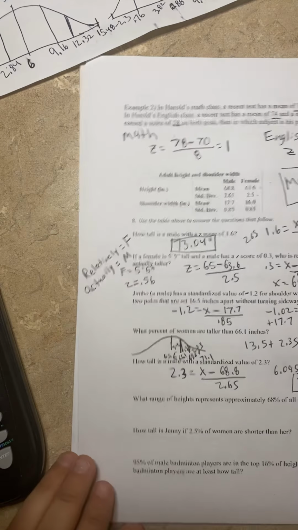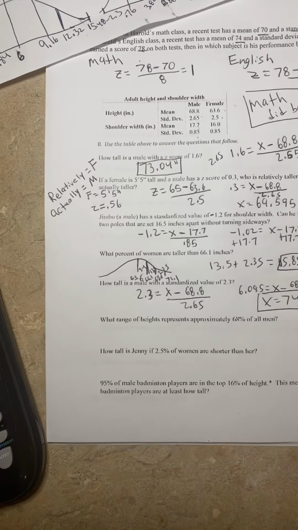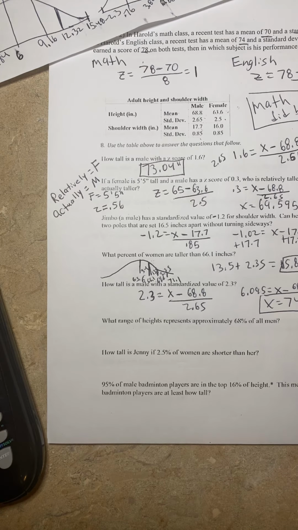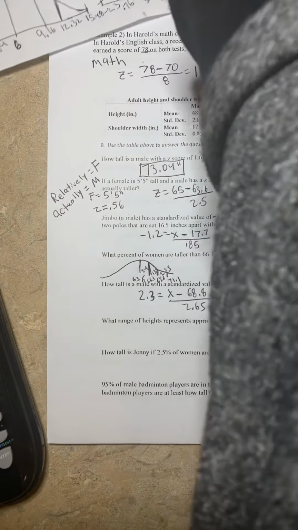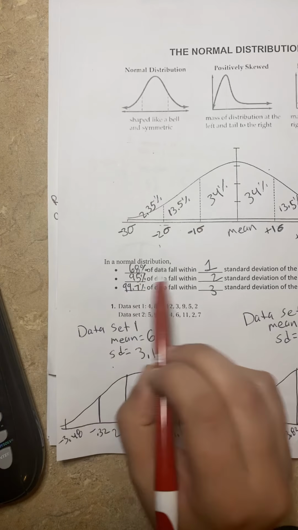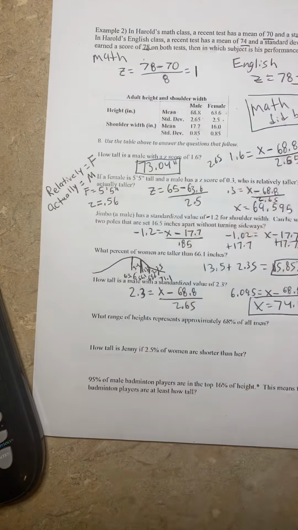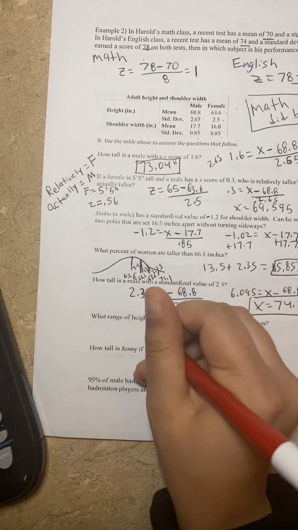All right, three more questions and then we're done. It says, what range of heights represents approximately 68% of women? So remember, if you remember back up here, 68% of my data falls within one standard deviation, okay? So that means I just need to know what heights are between that one standard deviation for my men.